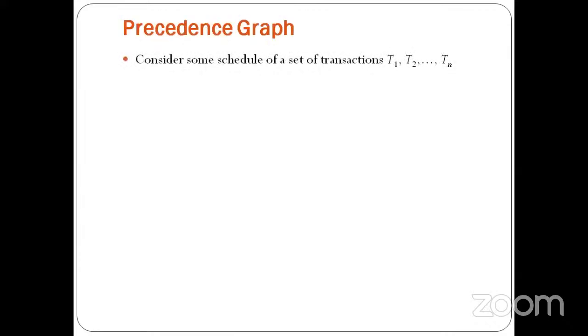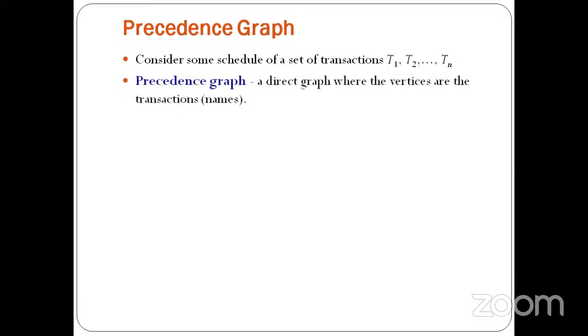So, precedence graph. Here consider some schedule and some set of transactions T1, T2, T3 up to Tn, n transactions. A precedence graph is nothing but a directed graph where the vertices are the transaction names.